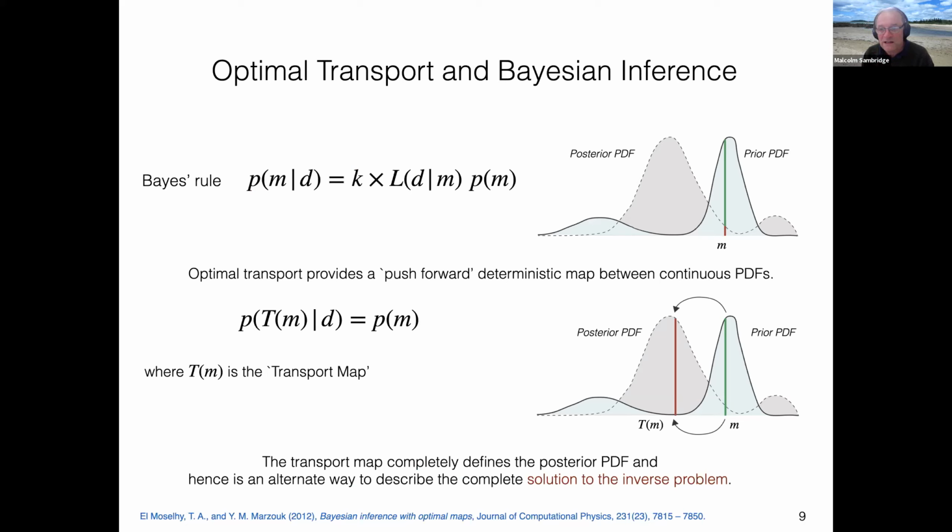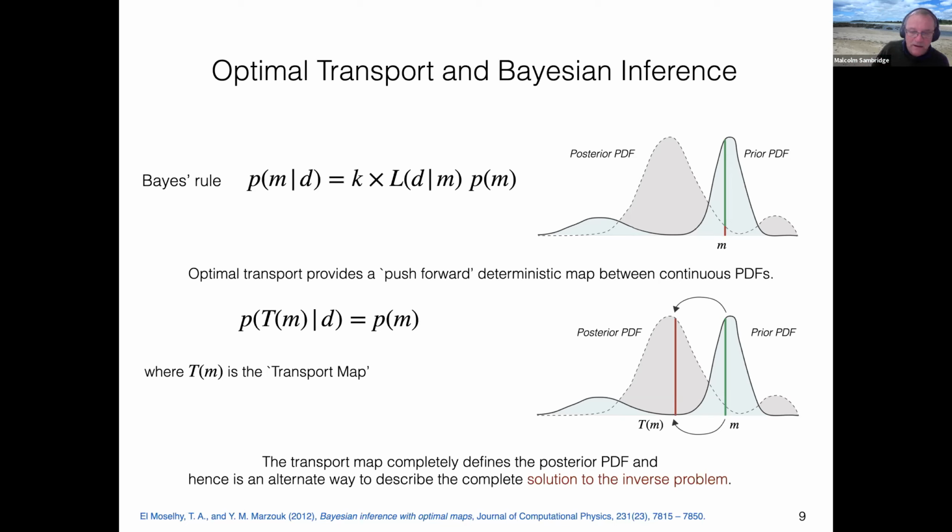So what Bayes' rule tells us only up to a multiplicative constant, k, because we often don't know k, almost always we don't know k. It tells us how the posterior relates to the prior at a particular point, M, a model, for a particular model.